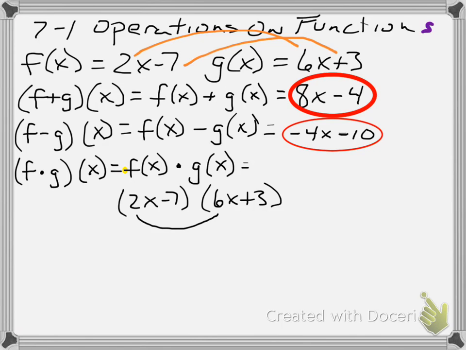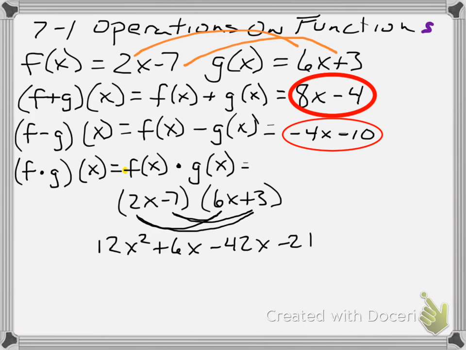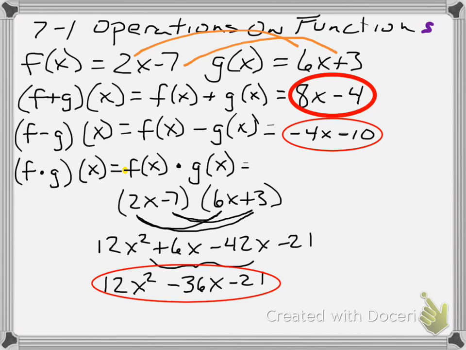Distribute. 12x squared plus 6x minus 42x minus 21. Combine your terms in the middle, like so. I should be showing you nothing that you don't already know how to do. The only thing new is the notation at the beginning.